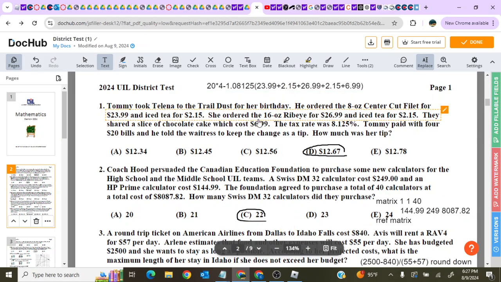Okay, Tommy took Talina to Trail Dust for her birthday, ordered a fillet for $23.99 and iced tea for $2.15, and then a ribeye for $26.99 and another iced tea for $2.15. They also shared a chocolate cake for $6.99. Tax rate is 1.08125. And Tommy paid with four $20 bills and told the waitress to keep the change as tip. How much was her tip?